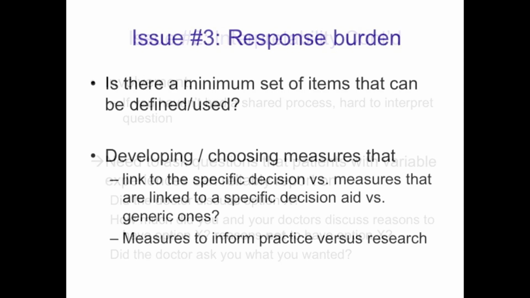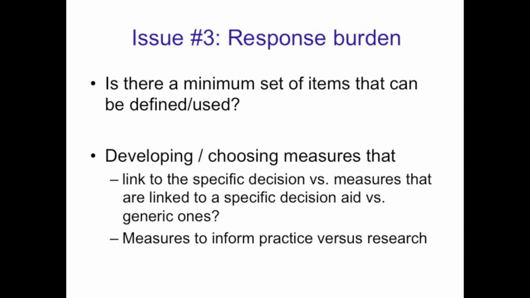I think another issue is thinking about response burden. Really the goal would be to figure out, is there a minimum set of items that can be defined and used? Obviously the challenge is getting too short, or getting items that aren't interpreted the way we hope they are. So developing and choosing measures: are we going to have a new measure for each specific decision? Can we have one that's generic across conditions and topics, like the SURE scale? And then, how do we have this debate between measures that inform practice versus measures for research?